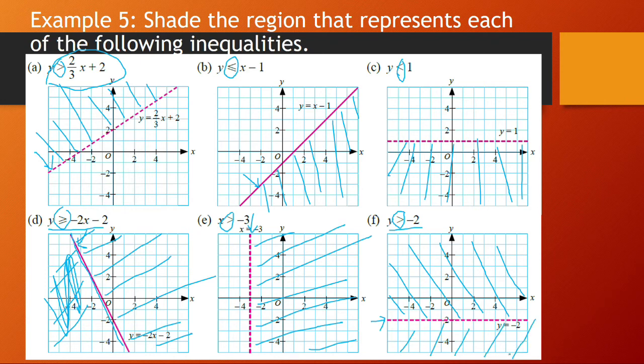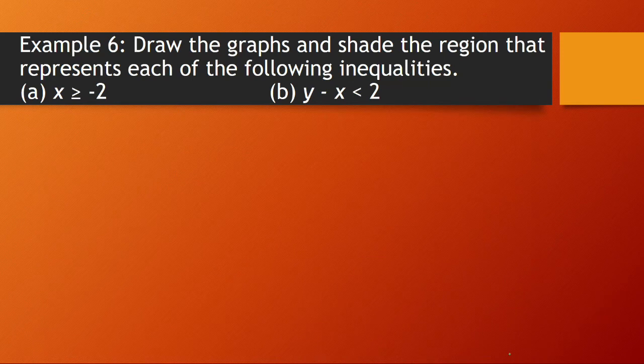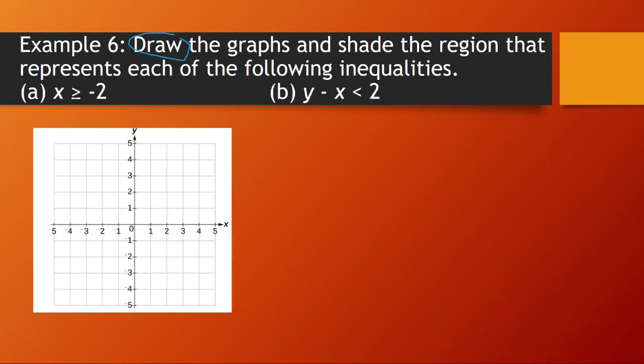Okay, so we look at the next example here, example 6. Draw the graph and shade the region that represents each of the following inequalities. So now you have to draw the graph for x is greater than or equal to negative 2. I've provided a Cartesian plane over here.